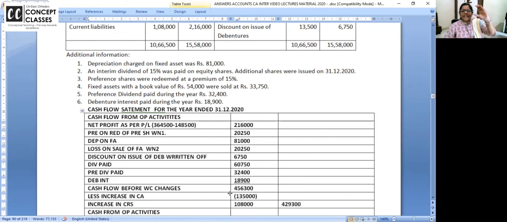Suppose if debtors were 10 and now they have become 7. Good. 10 debtors have reduced to 7. 3 rupees inflow. Decrease in current assets inflow. Money is coming in. Nice.